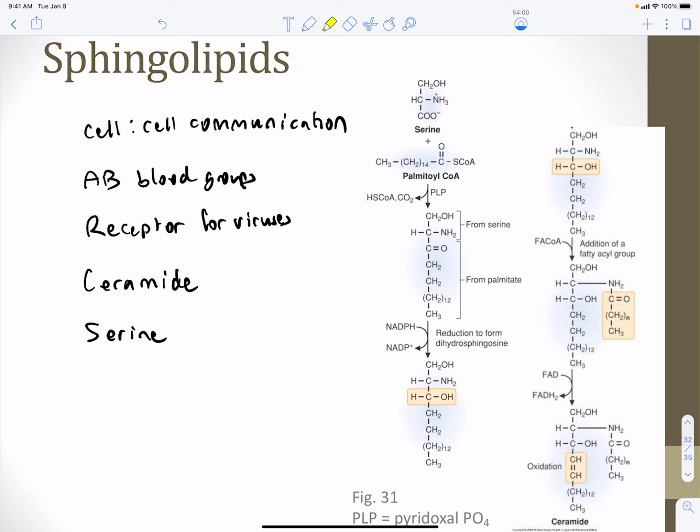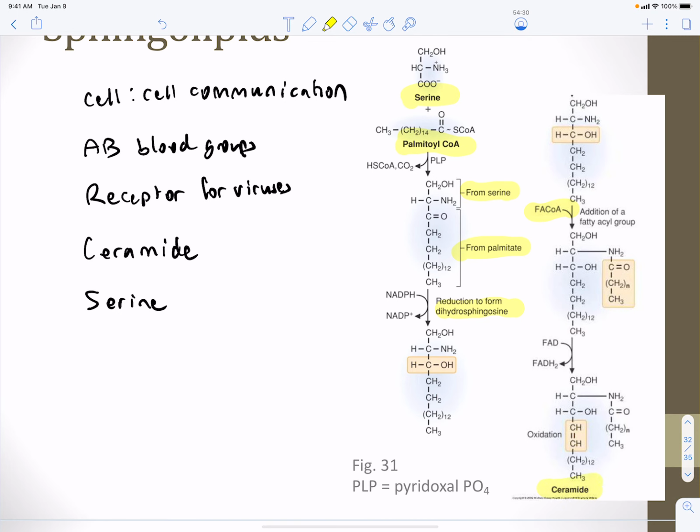So here we have our serine, and we have our fat, palmitoyl-CoA, and then you're going to get reduction, and then eventually, you have a portion from serine, a portion from that carbon-16 palmitate. The reduction is going to give you dihydrosphingosine, and then you're going to have fatty acids added to this, and then eventually this is going to lead to the backbone of the ceramide.